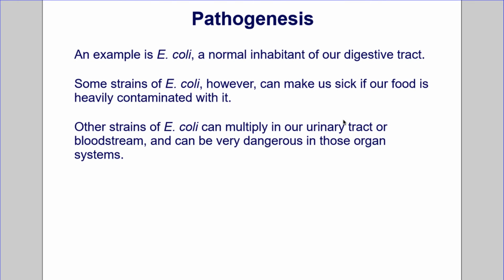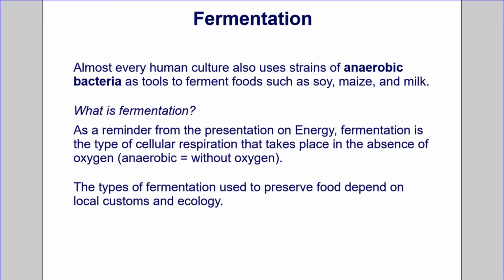Fermentation. Almost every human culture uses strains of anaerobic bacteria as tools to ferment foods such as soy, maize, and milk. What is fermentation? As a reminder from the presentation on energy, fermentation is a type of cellular respiration that takes place in the absence of oxygen. Anaerobic means without oxygen. The types of fermentation used to preserve food depend on local customs and ecology.